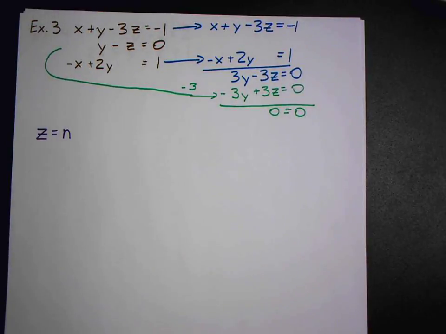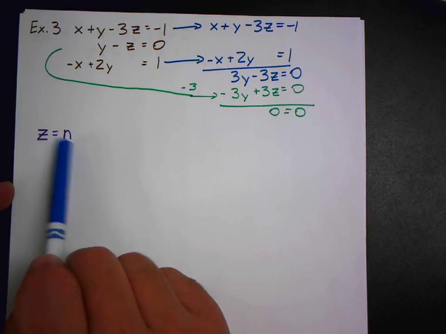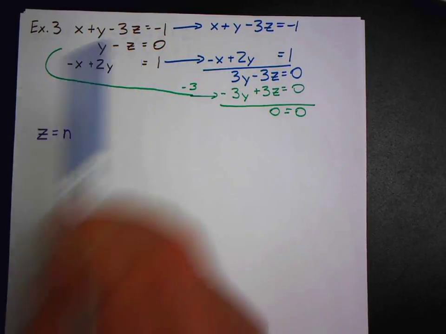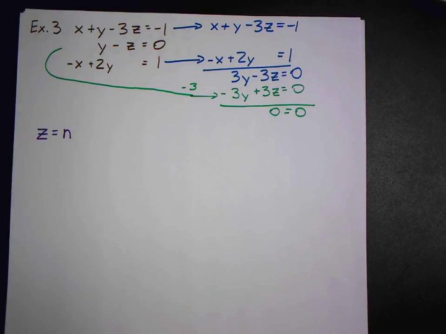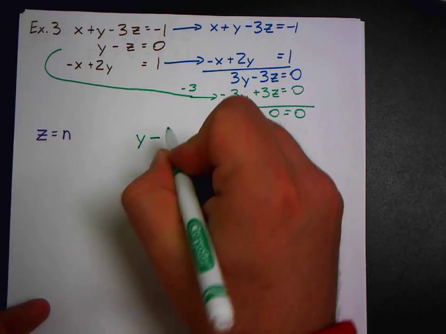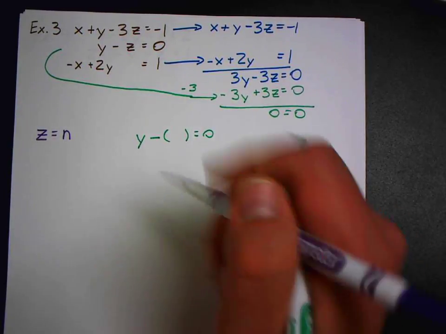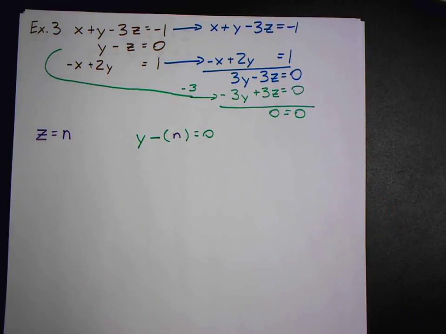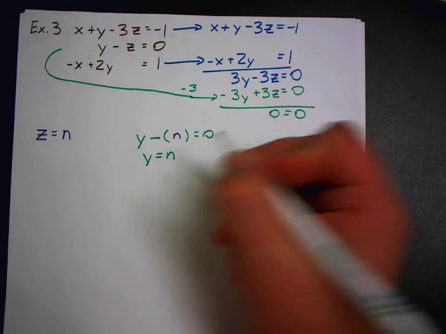So exactly like we did on the first problem. Once we found x, we plugged x back in to find y. So treat this like a number. I found z. Now I need to go back and find y. So y minus, and z was n. So y equals n.